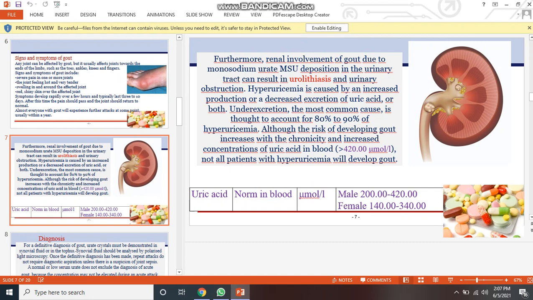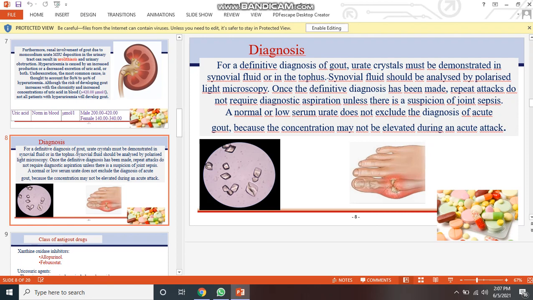Uric acid normal in blood, you can see, in micromole per liter: male about 200 to 420 and female about 140 to 340. Diagnosis. For a definite diagnosis of gout, a urate crystal must be demonstrated in synovial fluid or in the tophus. Synovial fluid should be analyzed by polarized light microscope.